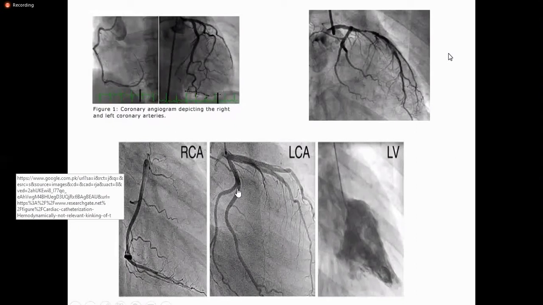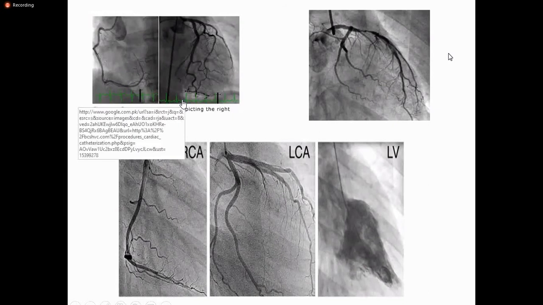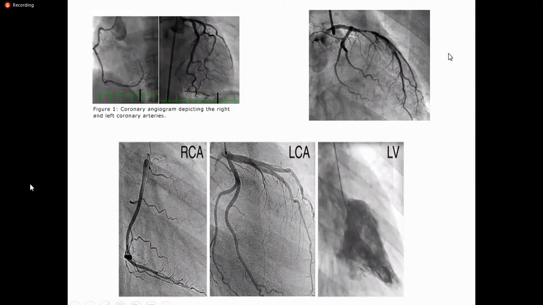and easily treated by PCI. So here you can see the RCA means right coronary artery, LCA means left coronary artery. LV means we are injecting dye into the left ventricle to see the left ventricle function. So these are the different images taken during the angiography to see the coronary arteries and their course.